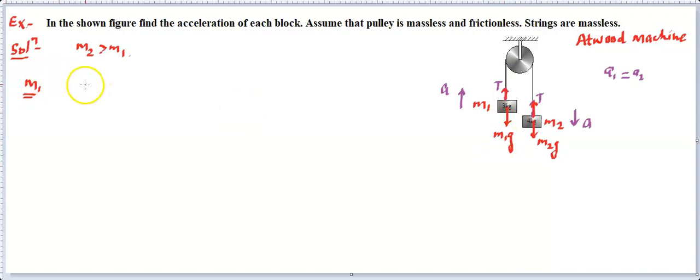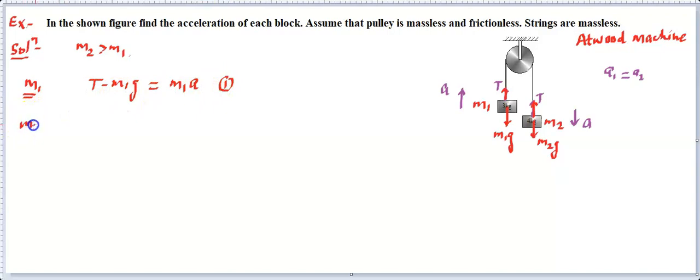So this equation will be net force is equal to mass into acceleration. Net force is going to be T minus m1g is equal to mass, which is m1, acceleration, which is a. So that becomes the first equation.